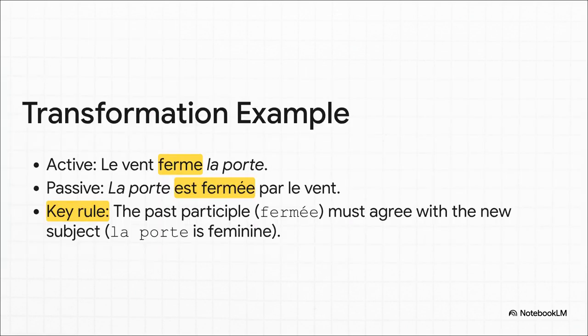Okay, check out how this transforms our sentence. La porte slides right to the front. Our verb changes to est fermé. That's our être plus the past participle. Now, this next part is absolutely crucial. See that little extra e on fermé? That is not a typo. Why is it there? Well, because the participle has to agree with our new subject, la porte, which is feminine. Seriously, this agreement rule is a big deal in French. You just can't forget it.